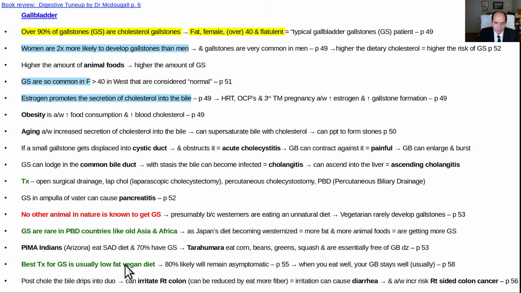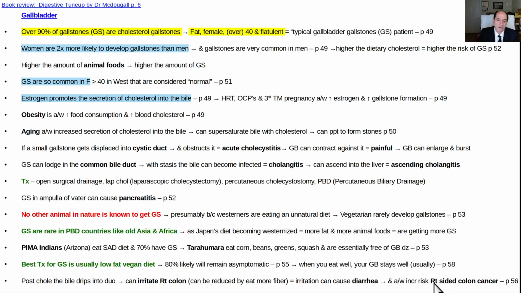Best treatment, again, most of the time for just gallstones in the gallbladder, is do nothing. Just eat healthy and forget about it, and you'll probably be fine. Most people will remain asymptomatic, at least 80% of them. When you eat well, your gallbladder stays well, usually, most of the time. If you do a gallbladder surgical removal, like a cholecystectomy, the bile then can't be stored in the gallbladder, and it'll tend to just continuously drip into the duodenum, and that can cause irritation on the right side of the colon, leading to diarrhea. So that's post-cholecystectomy diarrhea.